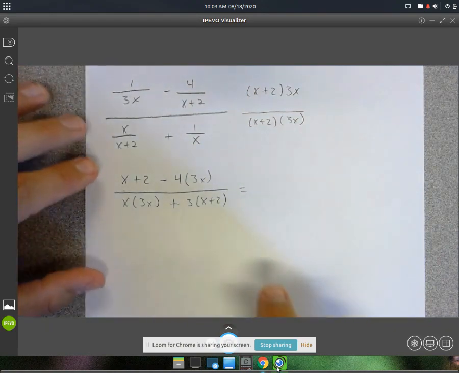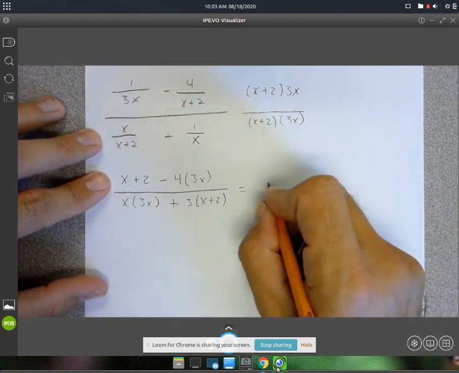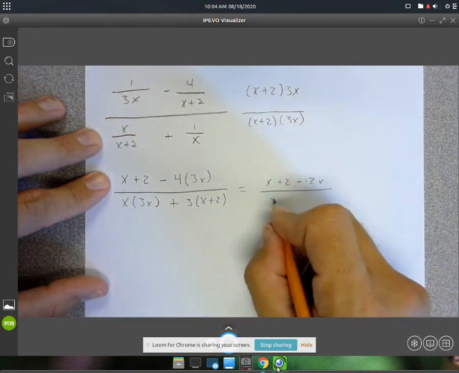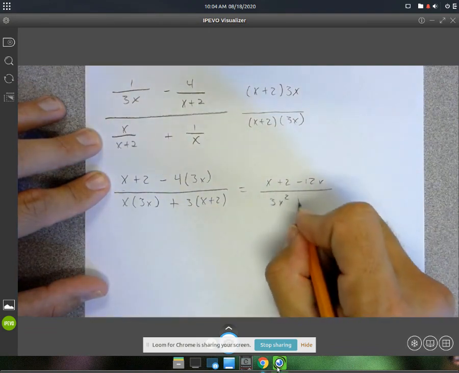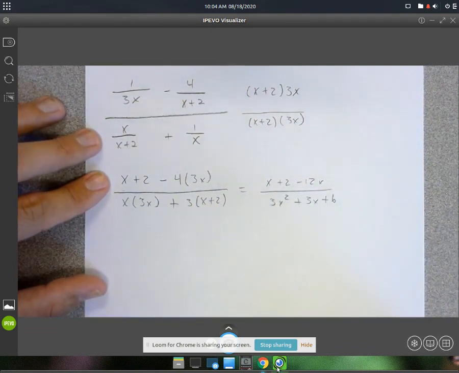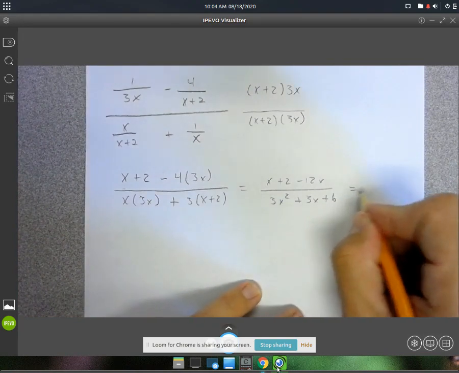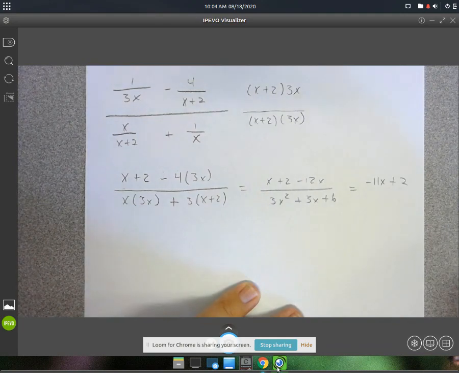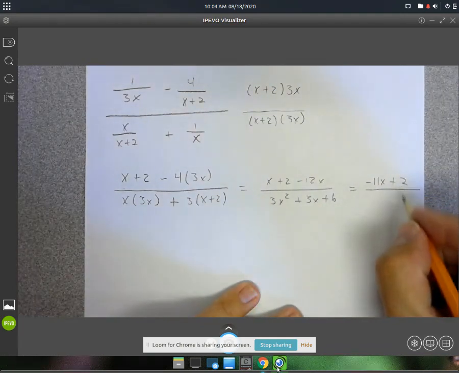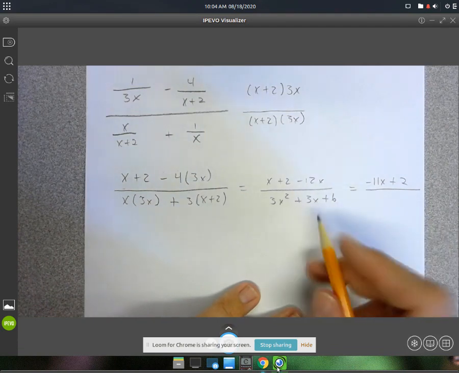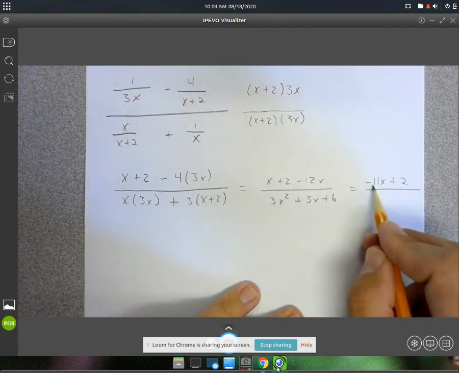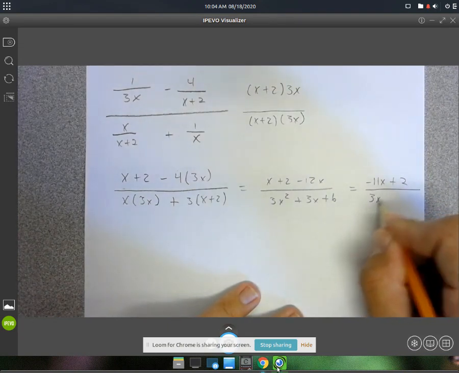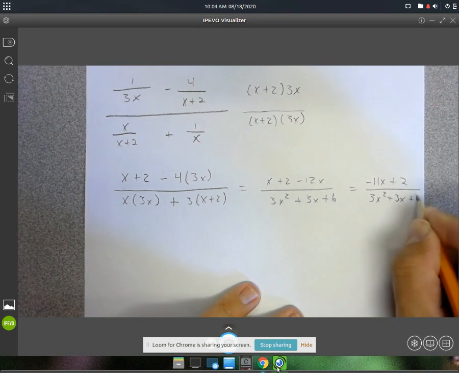Okay, let's go ahead and simplify. We've got x plus 2 minus 12x over 3x squared plus 3x plus 6. Okay, this will be negative 11x plus 2. And then on the bottom, we still have the same thing. We can factor out a 3 if we wanted to, but the 3 is not going to cancel with anything up here. All right, so 3x squared plus 3x plus 6.